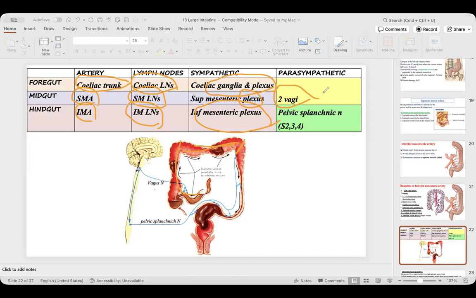left colic flexure. But below the left colic flexure, meaning the descending colon, sigmoid colon, rectum and anal canal, it is supplied by pelvic splanchnic nerve or sacral 2, 3 and 4. This is the parasympathetic supply of the remaining part of the GIT.